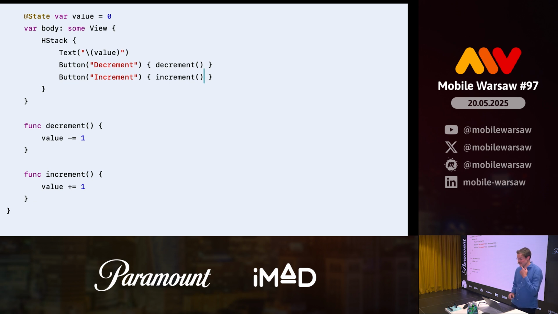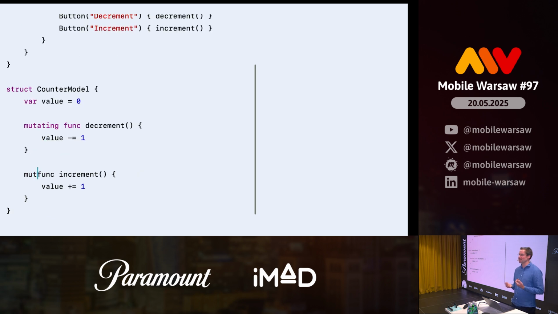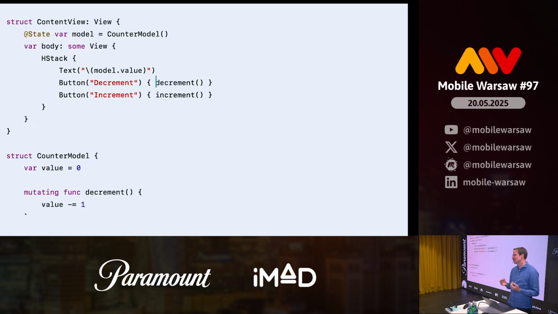But we can extract this into a view model, or actually a model. So let's create a model here. Now we have a counter model with a value, and these methods are now mutating, and we can change the implementation of our view to use that model. There's a little bit more typing, but we gain a lot of testability, because the counter model is really easy to test. And well, we still need to make sure that our view is hooked up the right way, but it's pretty okay.